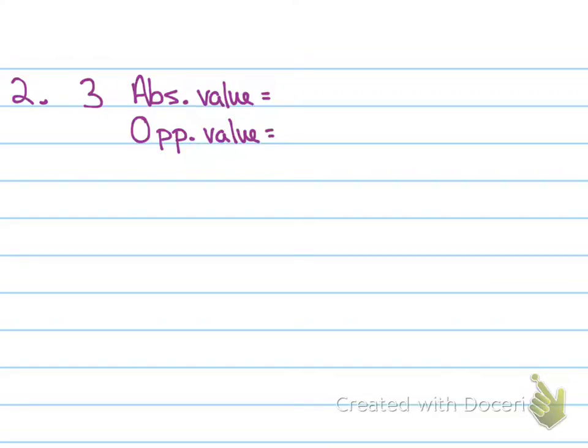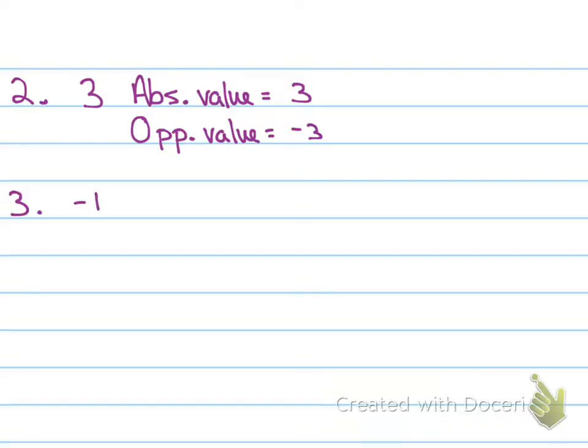So the absolute value of 3 is? Negative 3. No, absolute value. 3. And then the opposite is? Negative 3. That's why I want you to set it up like this on your homework, so that when the person grading it looks, they don't think you did your opposite value first and then your absolute value. This way, it's very clear: absolute value is 3, opposite value is negative 3. On your homework, make sure you identify which is your absolute value and which is your opposite value.